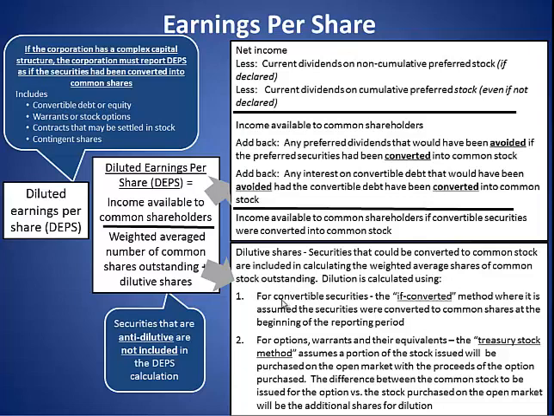For convertible securities, we use what we call the if converted method, where it is assumed that the securities were converted to common shares at the beginning of the reporting period. Also, for options and warrants and their equivalents, in that case we use what we call the treasury stock method. That assumes a portion of the stock issue will be purchased on the open market with the proceeds that the option grantee paid for the option.